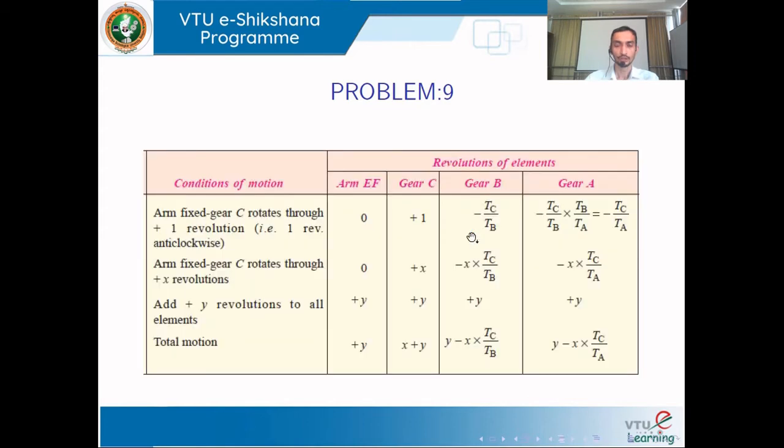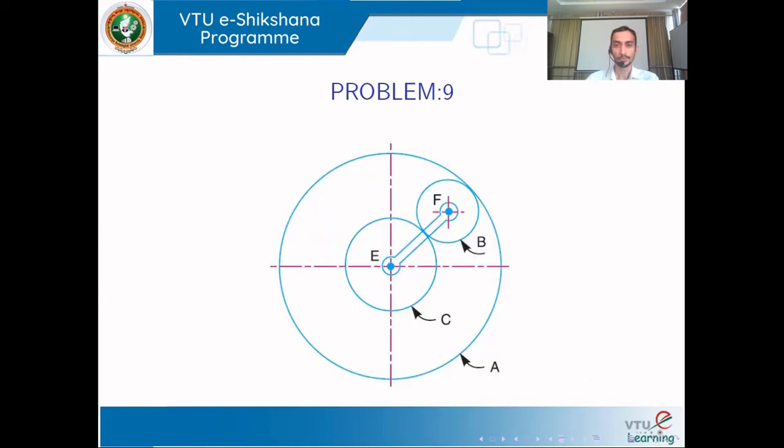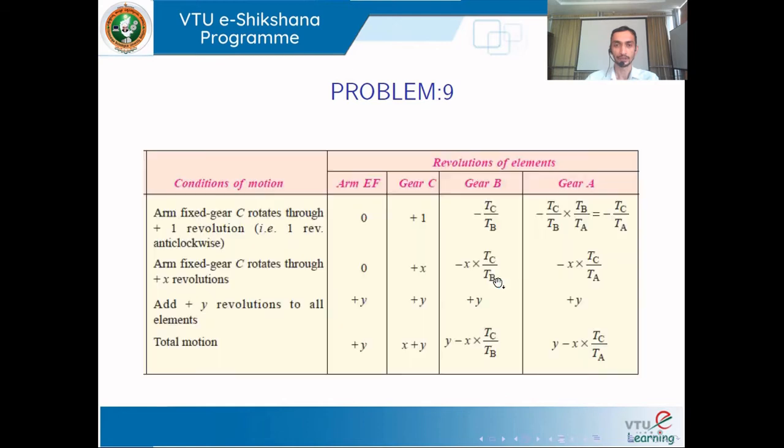The corresponding tabular column for that has the elements: gear A, gear B, gear C, and an arm. Initially, he says that gear A is fixed. So the outer gear is fixed, and he's asking you to find out the RPM of B as well as C. So we'll fix the arm as the initial condition, and give one rotation to gear C. Then we'll find out the rotation experienced by gear B as well as gear A.